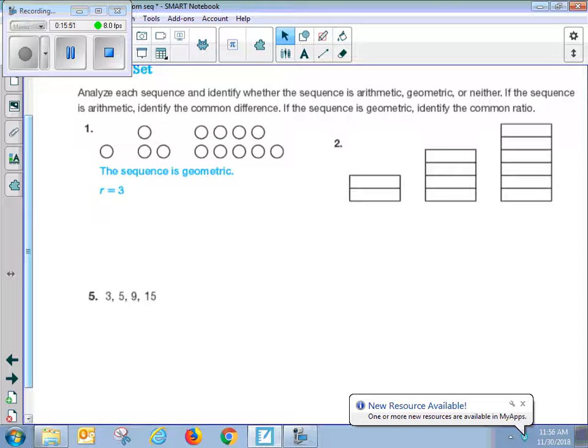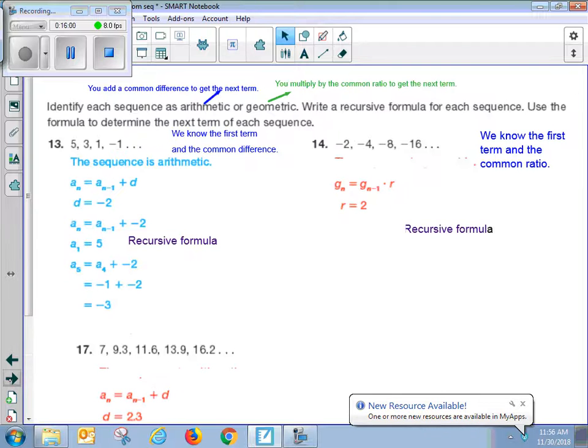Okay? So be careful with that. Don't let it trick you. It's not meant to trick you. This is definitely a pattern. It's just not arithmetic or geometric. Okay, next, more problems.